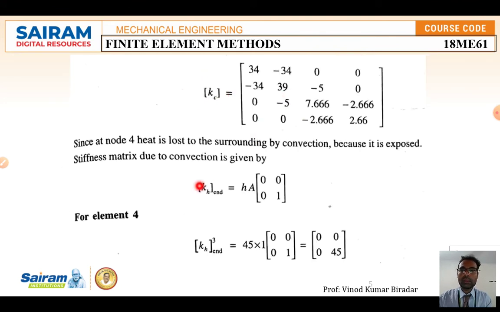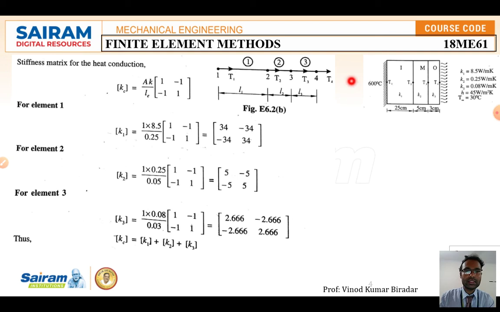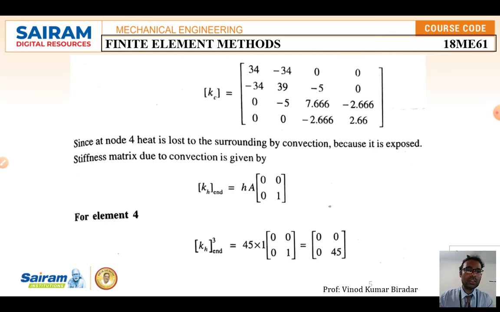But look at this, here the condition is at node number 4. Observe the diagram, at node number 4 the surface is exposed to the air, that is the surrounding. Since node number 4 is exposed, some amount of heat is lost to the surrounding by convection.